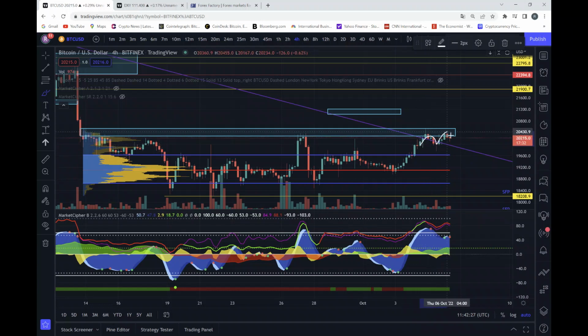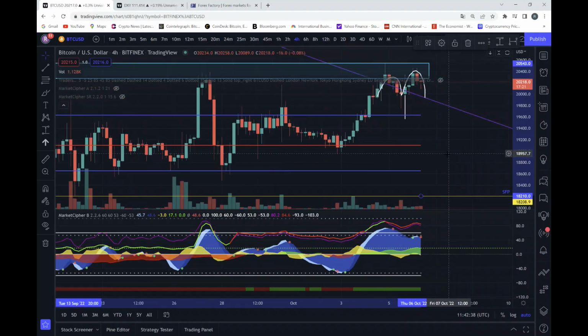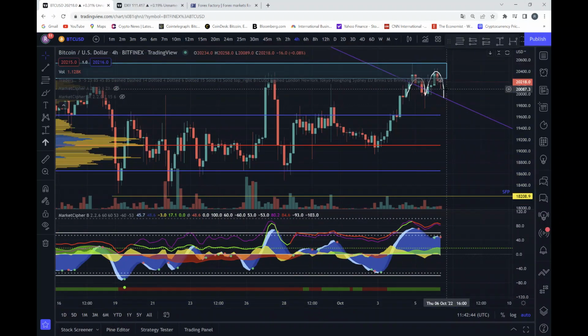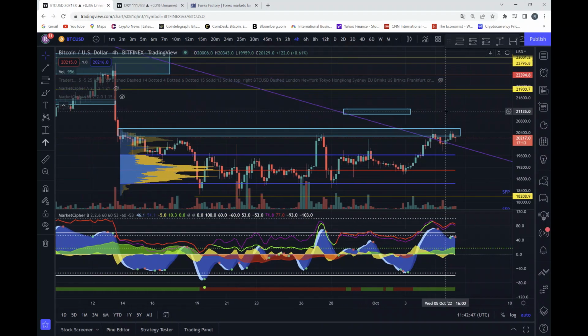You could say that we are maybe making a little bit of an M pattern. If that is true and it comes to fruition, then the target would be approximately the value area low here at 19,600-ish, shall we say.